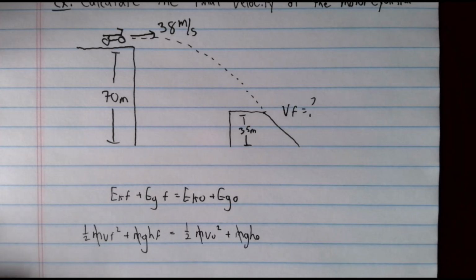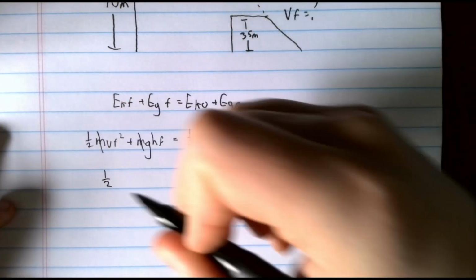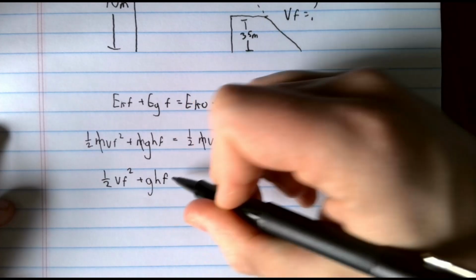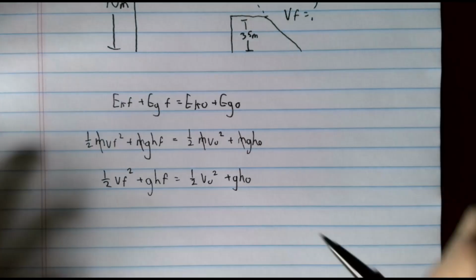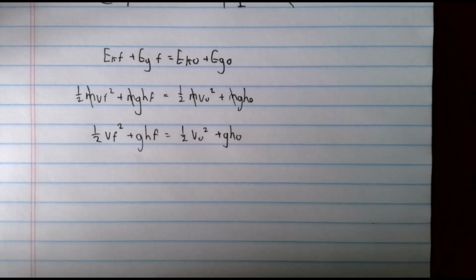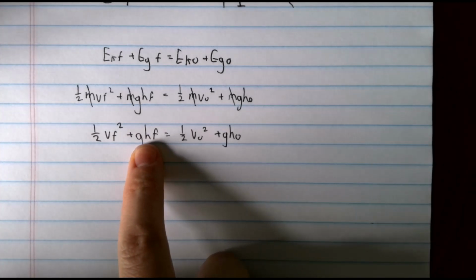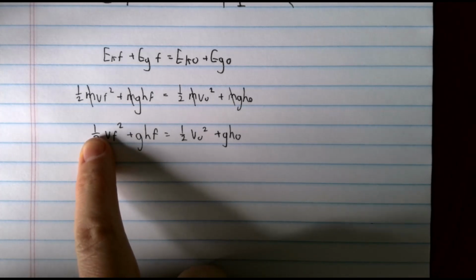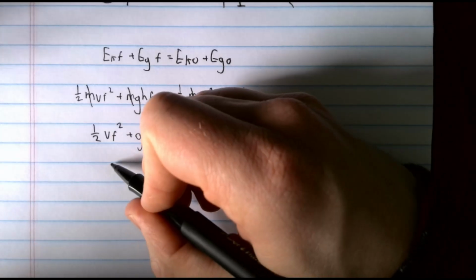So let's solve. I'm going to rewrite it. You can skip this first step if you wish. 1/2 VF squared plus GHF equals 1/2 VO squared plus GHO. What we'll need to do is three things. We'll need to subtract GHF on both sides, multiply both sides by 2, and then square root both sides. I'll do them one at a time.